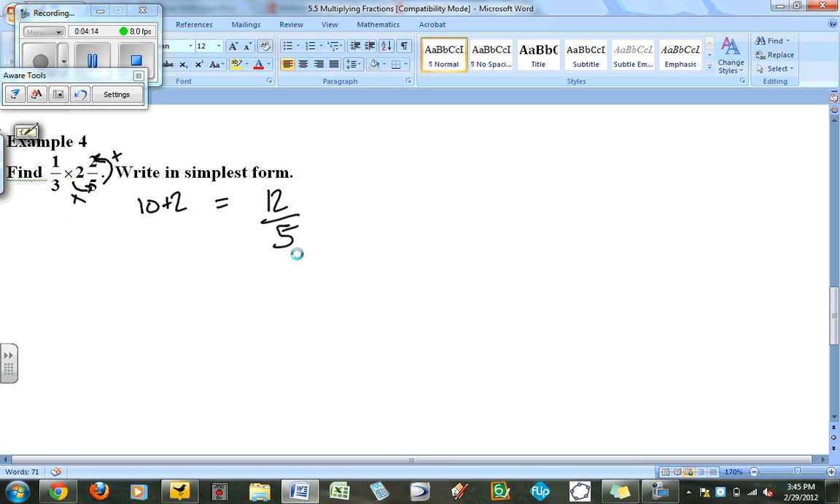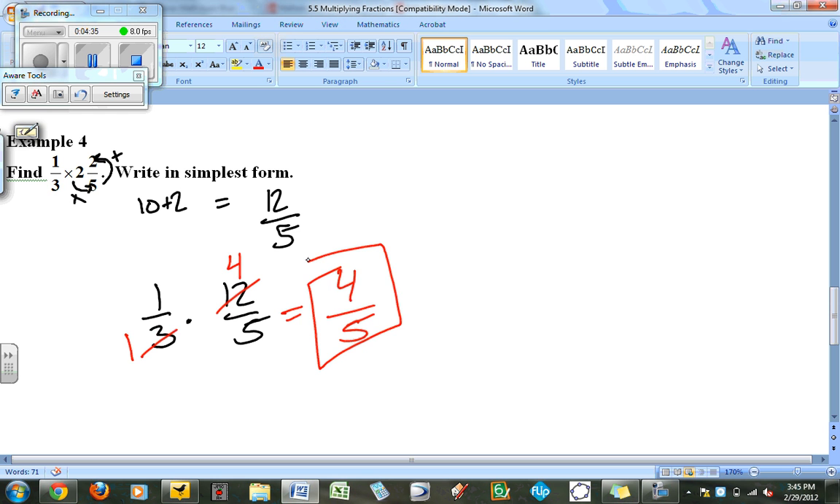Now we can go ahead and multiply. So 1/3 times 12/5. Again, I'm going to do the shortcut here. I'm going to look diagonally and cancel something out. I see that I can cancel a 3 out of both of these terms, and that's going to make my simplifying easier. So 1 times 4 is 4, and 1 times 5 is 5, so our answer is 4/5.